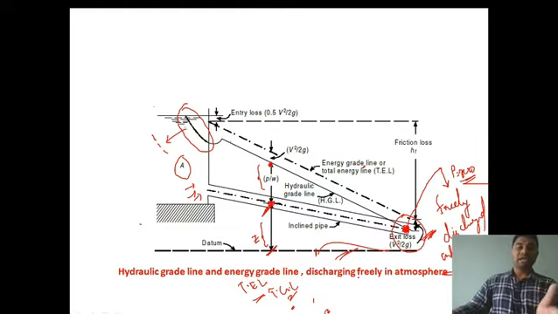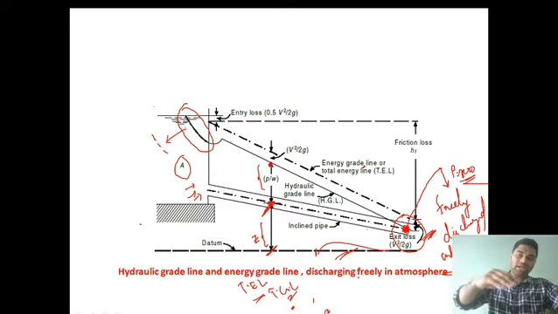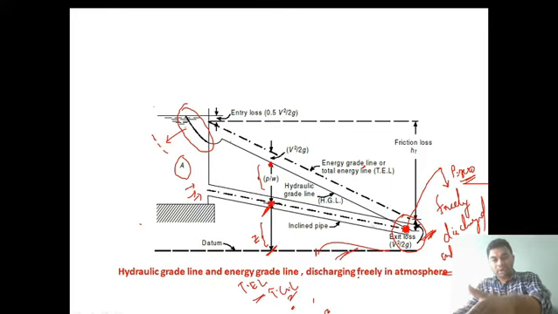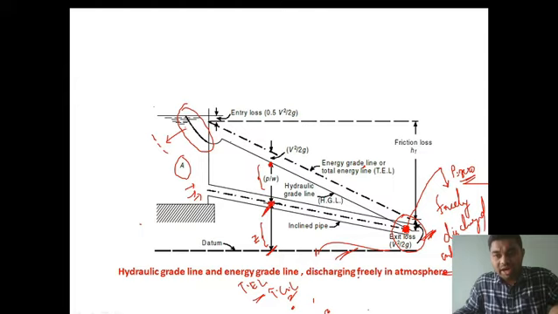In earlier cases, if there was a reservoir instead of free discharge, the hydraulic grade line was meeting with the surface of the water at reservoir B. But here there is no reservoir B, the water is being freely discharged. So, it is meeting with the center axis of the pipe. The rest, the total energy grade line, remains the same. How does it remain the same?